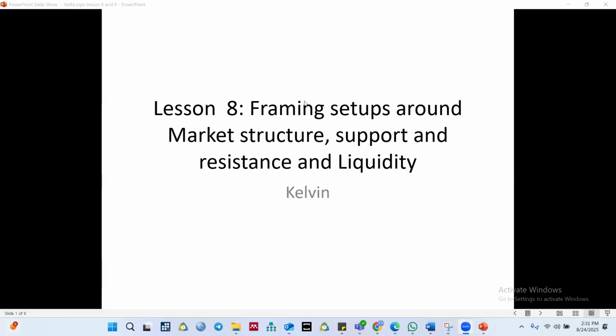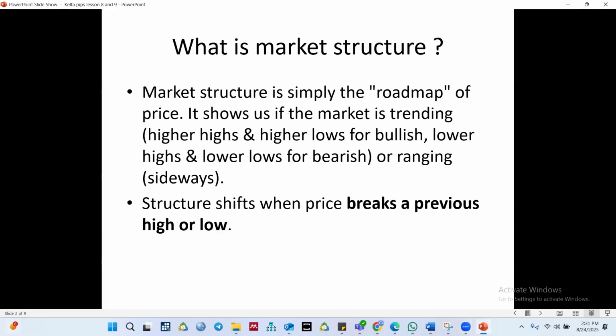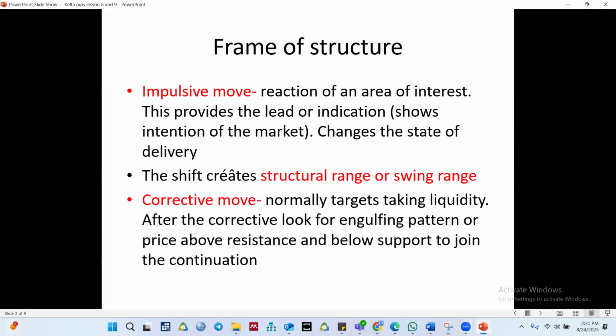With lesson 8 and 9, we were looking at framing setups around market structure, support and resistance, and then liquidity. These are the three most important concepts that I find that if we understand them and merge them, we will be able to have some good setups. So we looked at the conditions for framing the structure of a setup yesterday, and we're going to continue today.